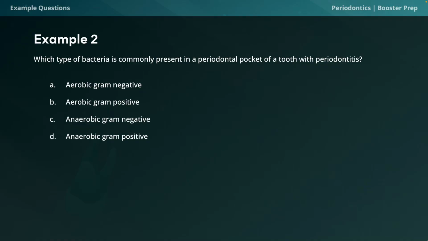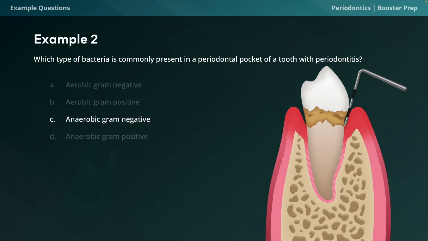Okay, next question. Which type of bacteria is commonly present in a periodontal pocket of a tooth with periodontitis? Again, pause the video if you need, but the answer is C, anaerobic gram-negative bacteria. Examples here would be anything in the red complex, P. gingivalis, T. forsythia, or T. denticola. These are all anaerobic gram-negative bacteria.